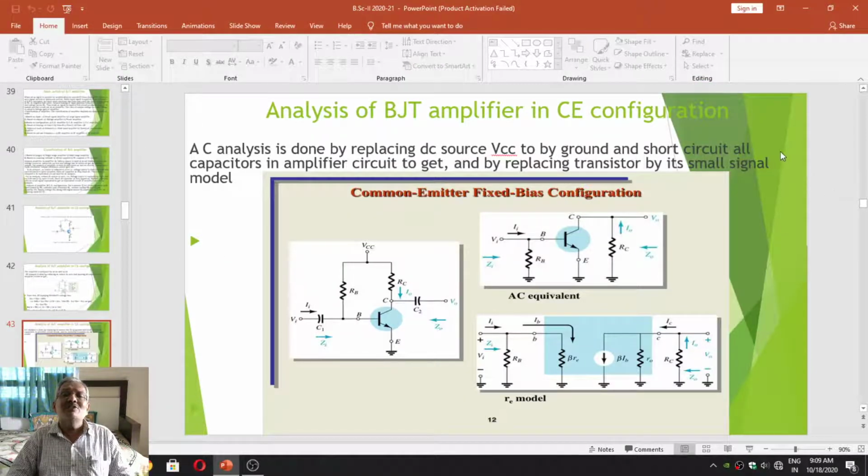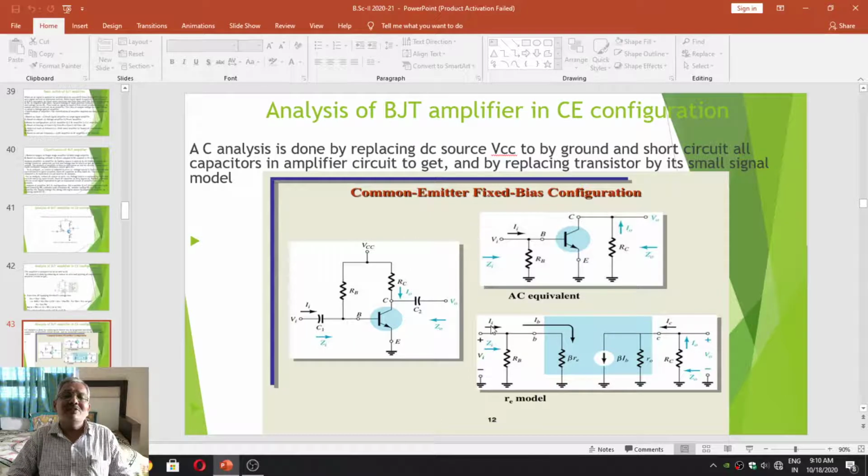Now to proceed to perform the analysis of BJT in common emitter mode, that is known as AC analysis. As per procedure, to perform the AC analysis, we are going to replace the DC source VCC by 0, or it is shorted to ground. Short circuit almost all capacitors in the amplifier to get the equivalent circuit, and replace the transistor by its small signal model.